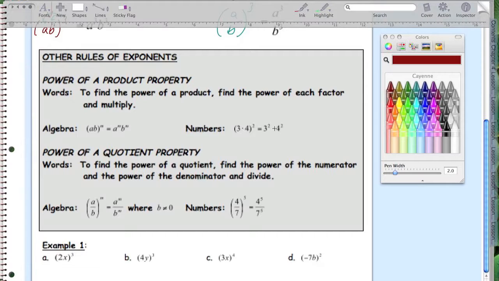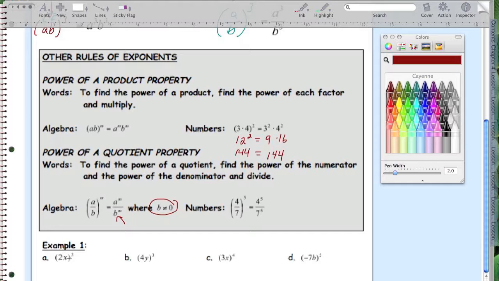3 times 4 squared is the same as 3 squared times 4 squared. And you could work it out. This is 12 squared, which is 144. This would be 9 times 16, which is also going to be 144. So either way, you get exactly the same answer. And then with the power of a quotient property, to find the power of a quotient, find the power of the numerator and the power of the denominator and divide. So A over B to the M is A to the M over B to the M. And notice they say B can't be 0 because you're not allowed to have 0 in the denominator.